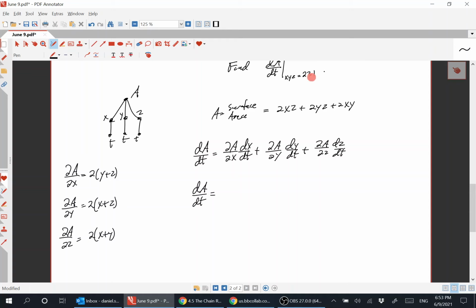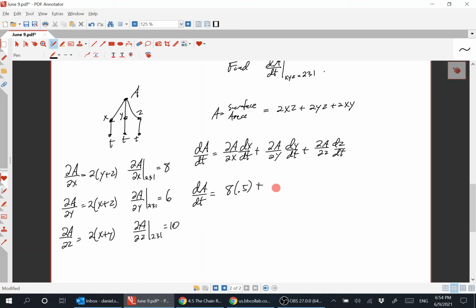Right, so at (2, 3, 1), partial A partial x at (2, 3, 1) is 8. Partial A partial y at (2, 3, 1) is equal to 2 plus 1 is 3 times 2 is 6. And partial A partial z at (2, 3, 1), 2 plus 3 is 5 times 2 is 10. So dA/dt is equal to partial A partial x, which is 8, times dx/dt, which is 0.5, which is the given information.